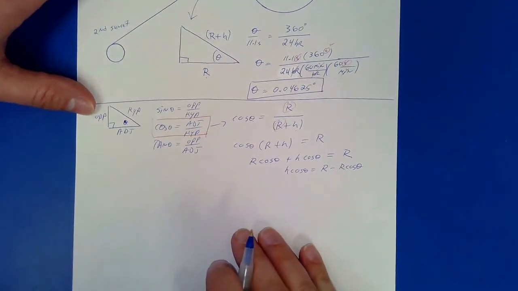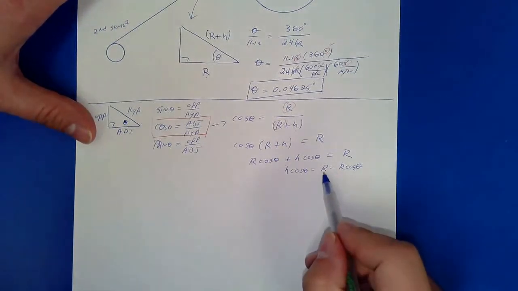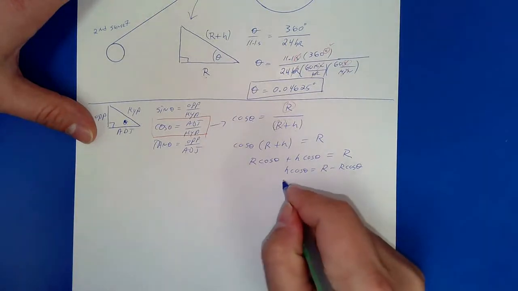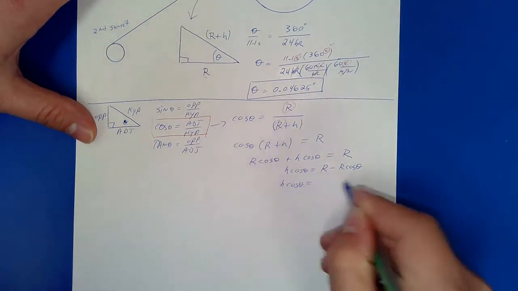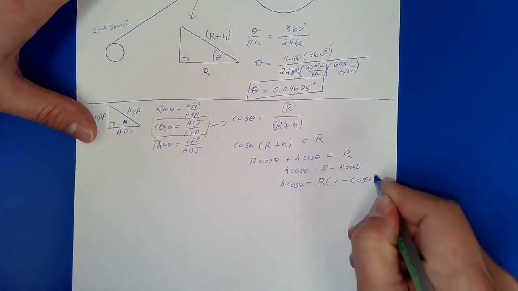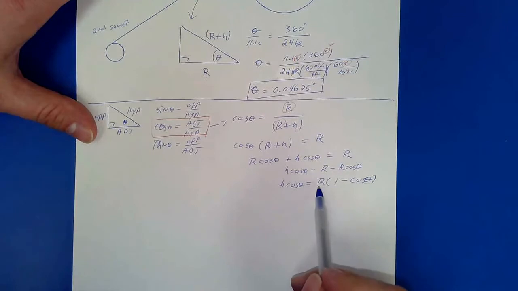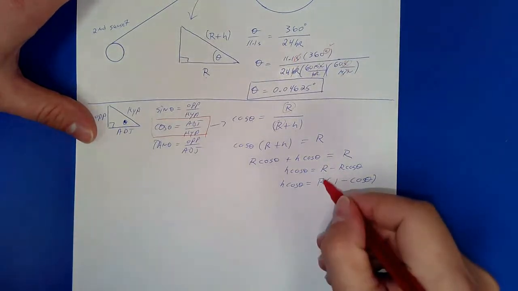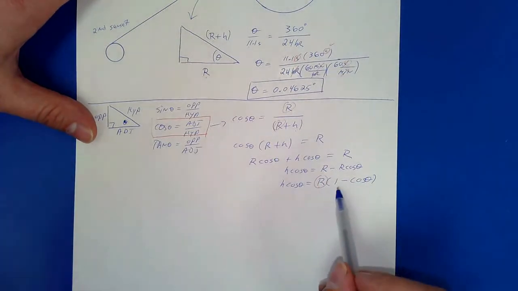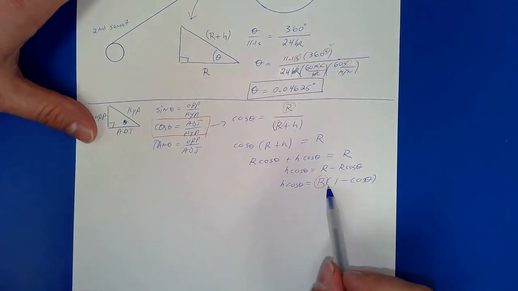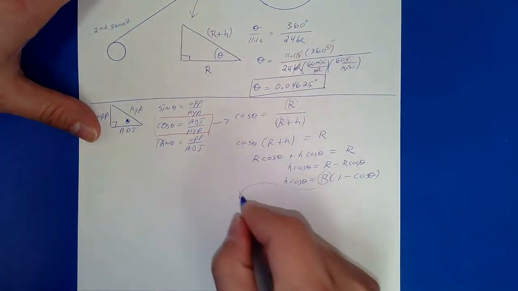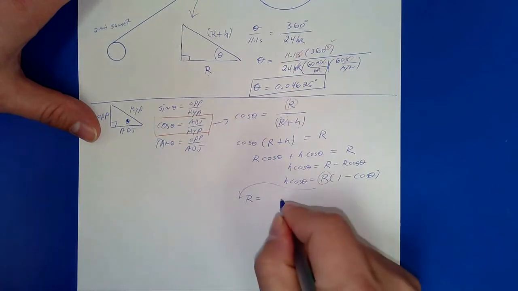Okay, so I'm just doing algebra right now. I have r here, r here. I can pull an r out and put some parentheses there. So when I do that, I get r times (1 minus cosine theta). Now I have r in just one location, right? So I can solve for r now, get it alone by dividing both sides by 1 minus cosine theta. So when I do that, this is what I get.